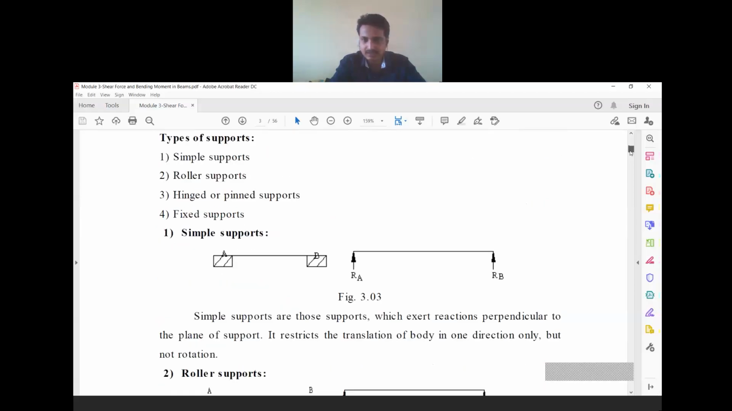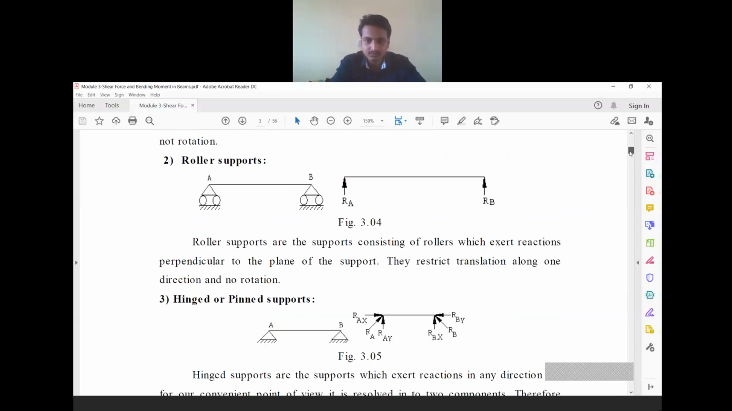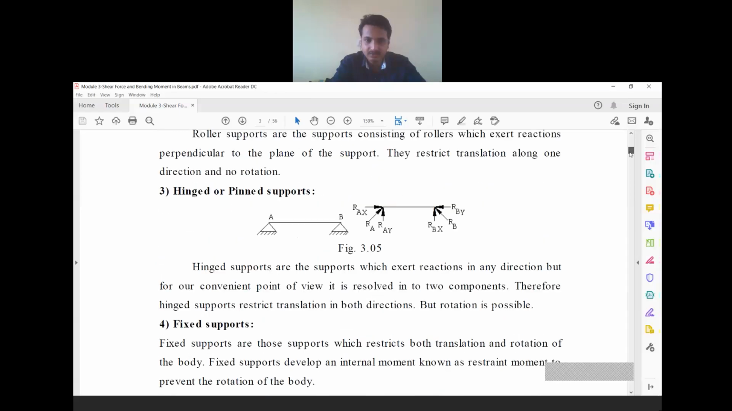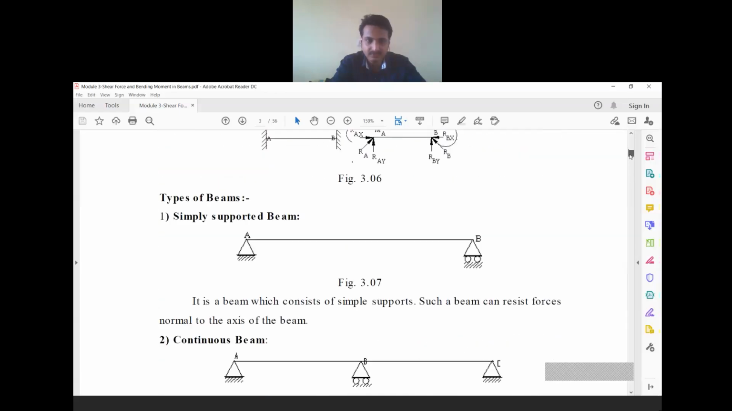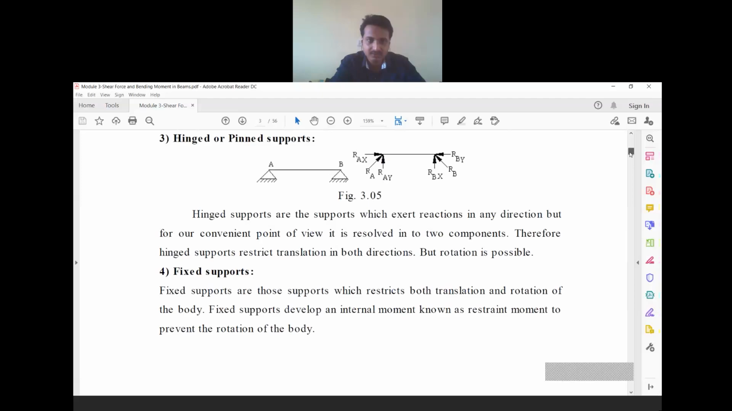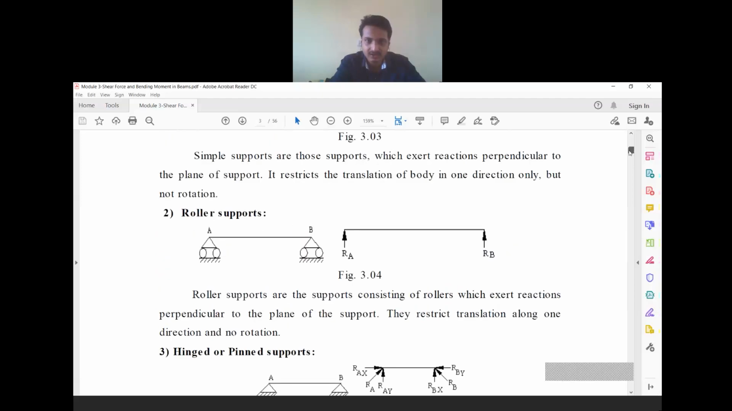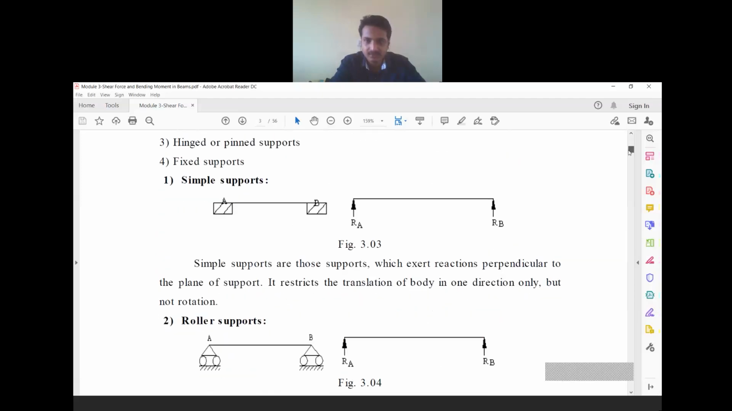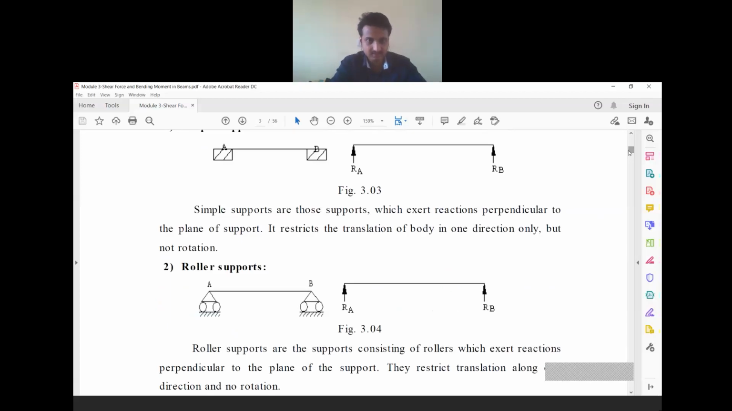So we shall understand types of supports here. We have simple supports, roller support, hinged or pin supports, right? And fixed supports. So these are the four types of supports we have for a beam. Simple supports are very similar to your roller supports.